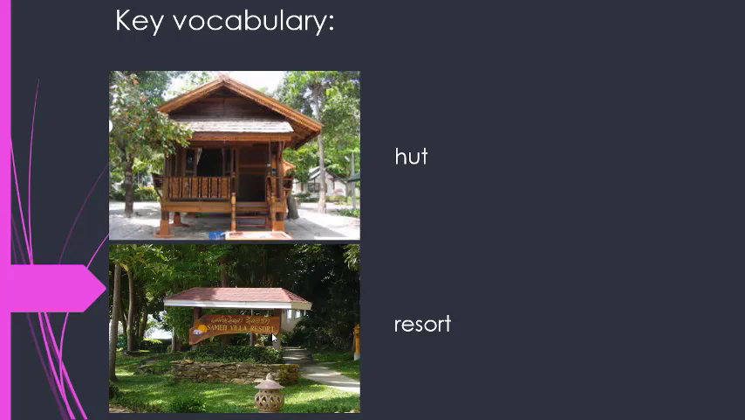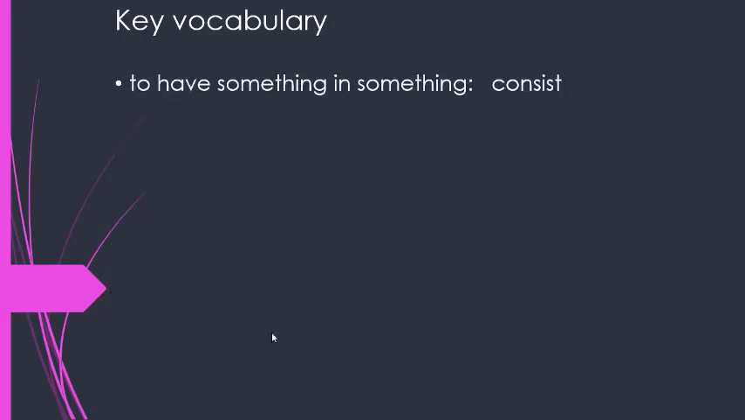And next word. When you have something inside something, it consists. So we say consists of. Okay, for example, in chemistry, H2O, water, consists of hydrogen and oxygen. When you have H2O, you mean hydrogen and oxygen.